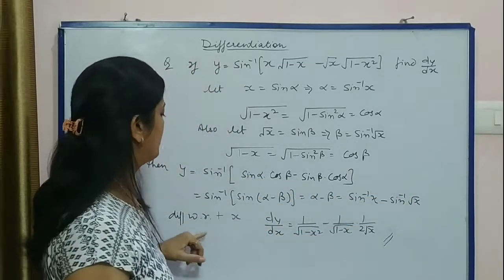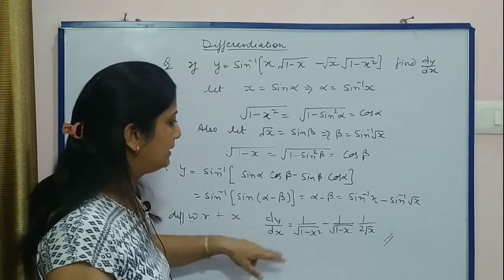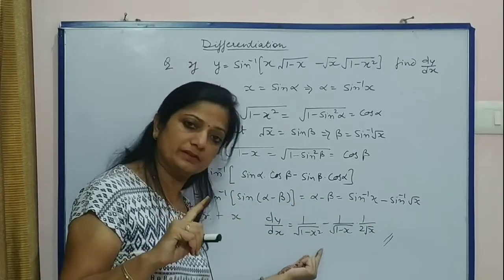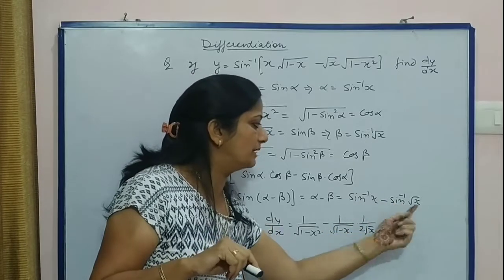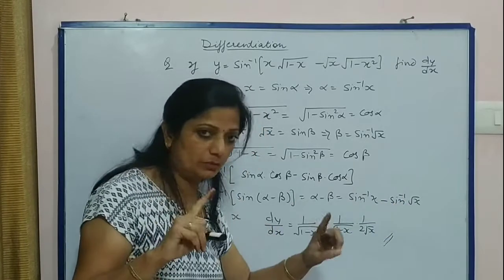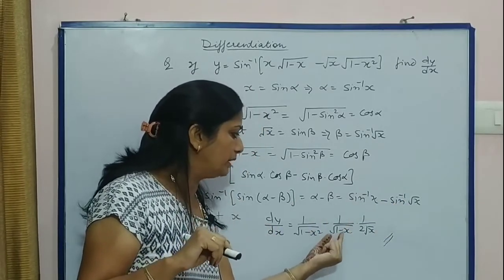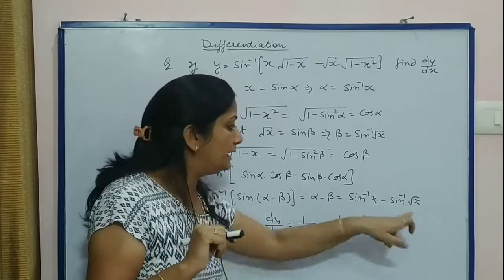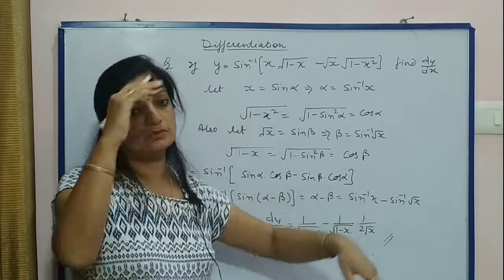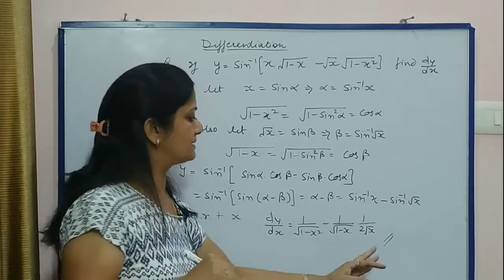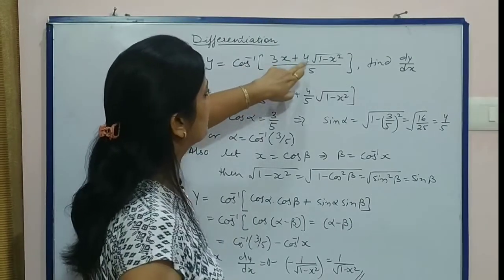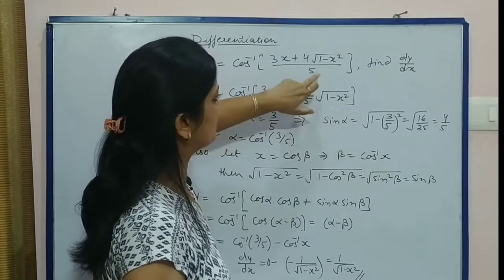Now we differentiate with respect to x. So dy by dx is, formula for sin inverse x is 1 upon under root 1 minus x square, and formula for sin inverse root x by chain rule: first 1 upon under root 1 minus root x square, that is simply 1 minus x under root. Now derivative of root x is 1 upon 2 root x. So the answer is this.